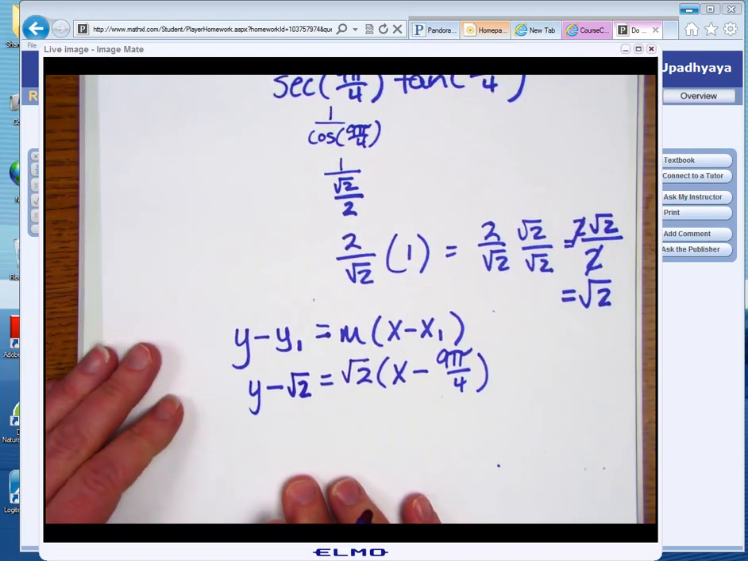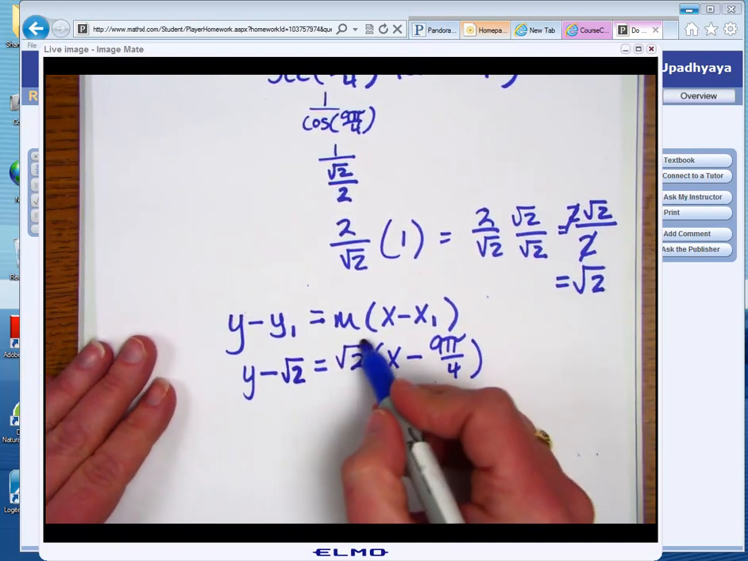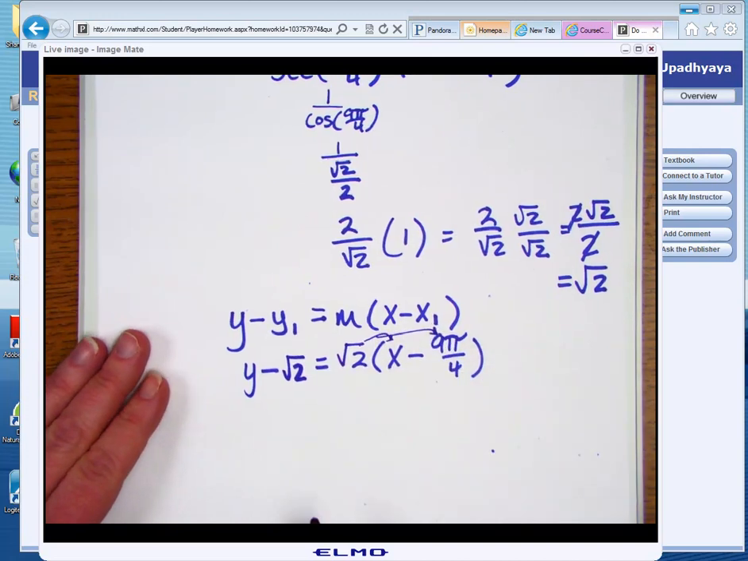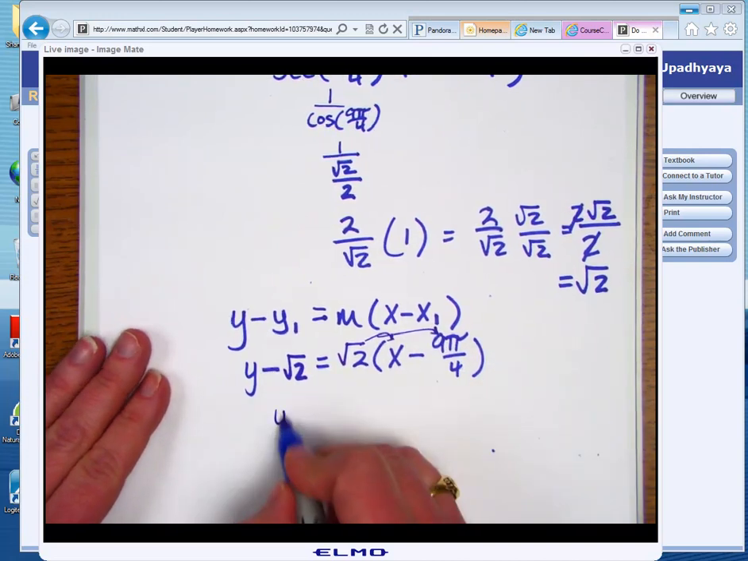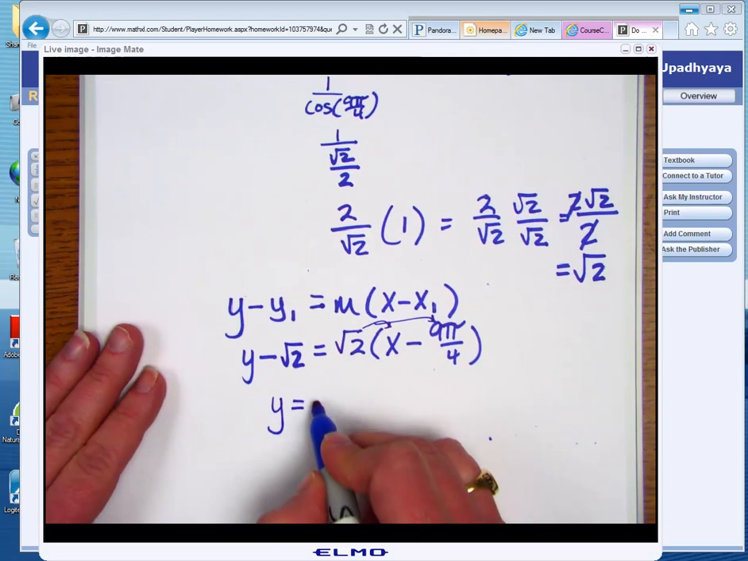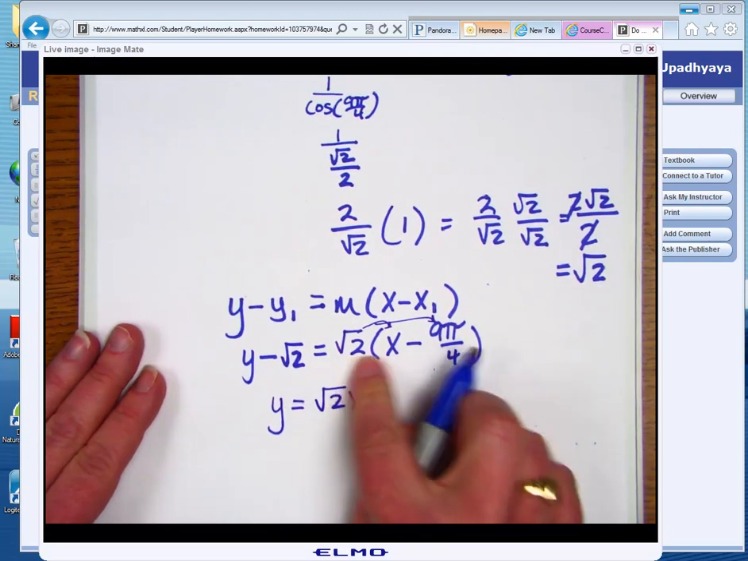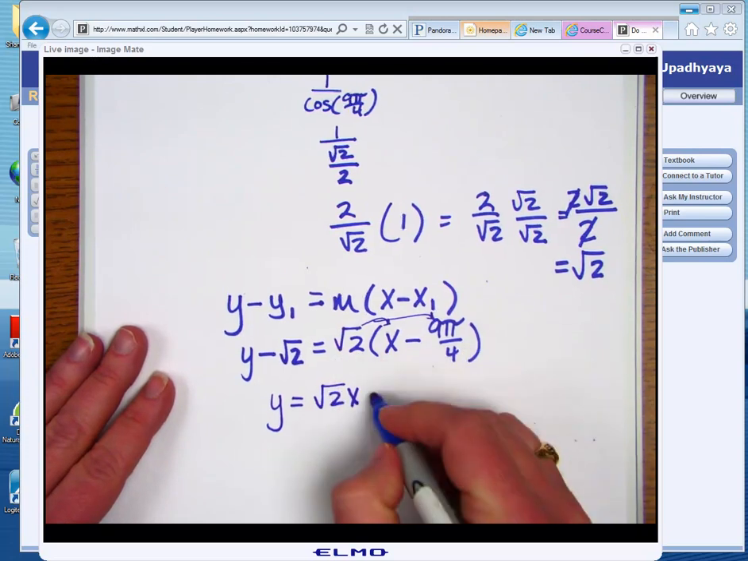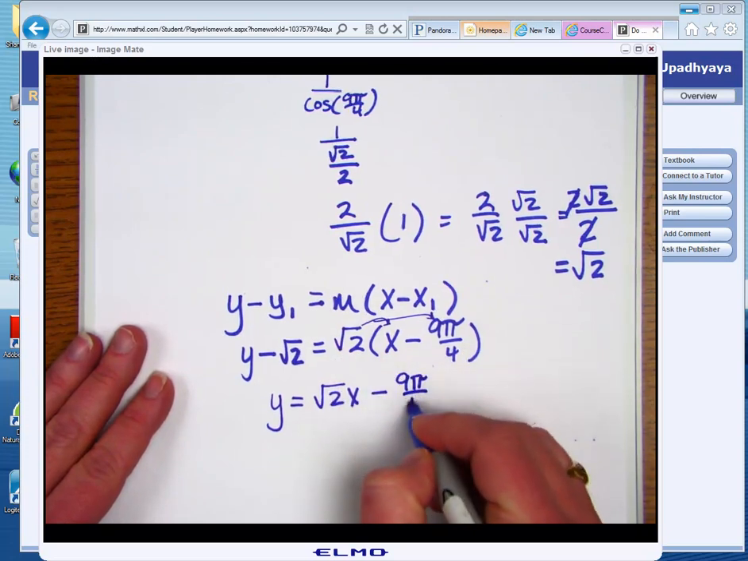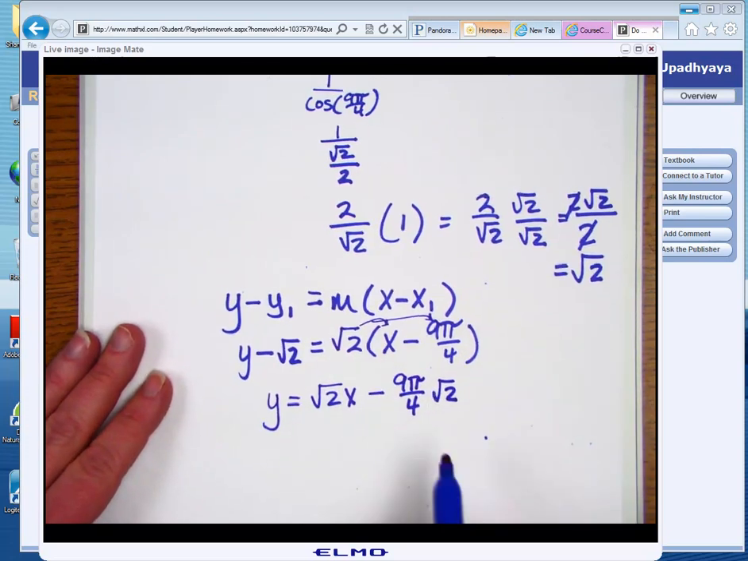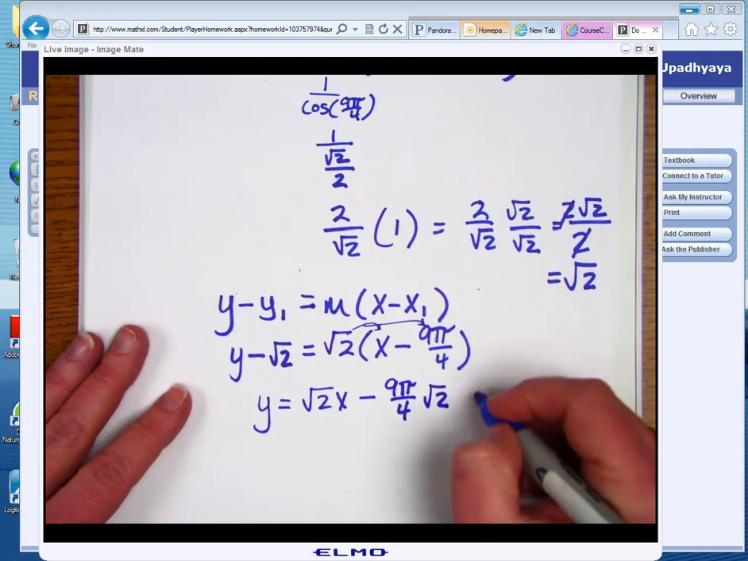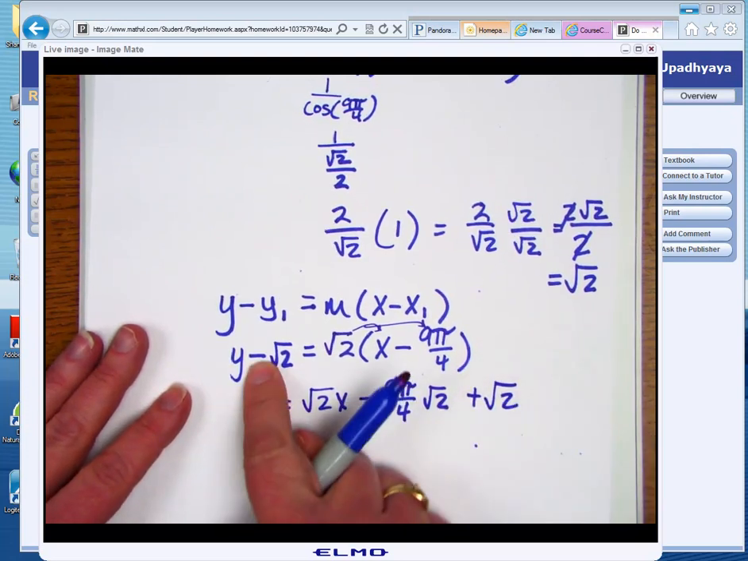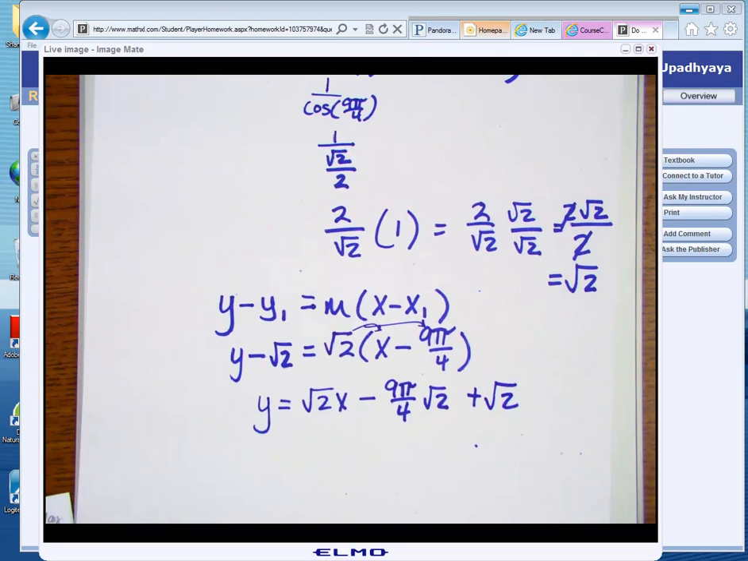Again, simplifying like I did before, I want to distribute this square root 2 out, and I'm going to add square root 2 to each side. And my final equation is y equals square root 2 times x, minus 9 pi over 4 times square root 2. Again, that's just a number. And then I'm going to add square root 2 on the end. And now the last part of this was to graph all this, and I'm just going to do it in GeoGebra.